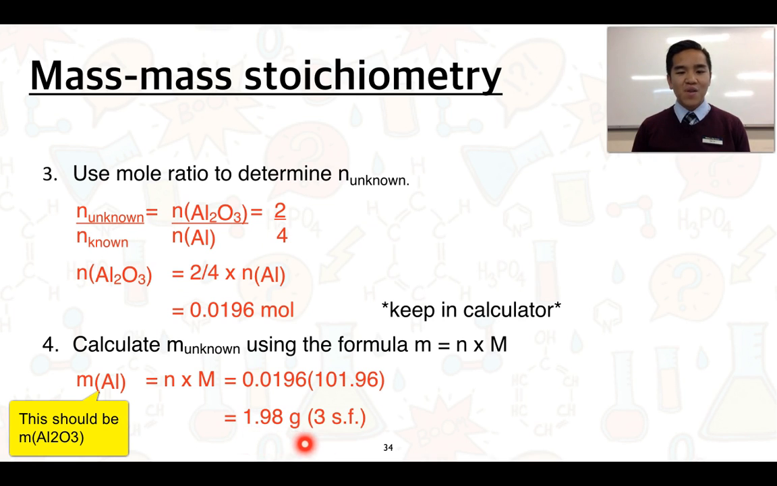And just keep in mind, I've rounded off here to 3 significant figures, and that's because in our original information, we got given the mass of aluminium as 3 significant figures.